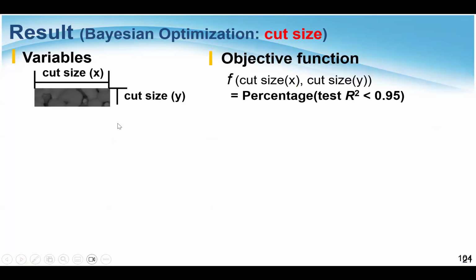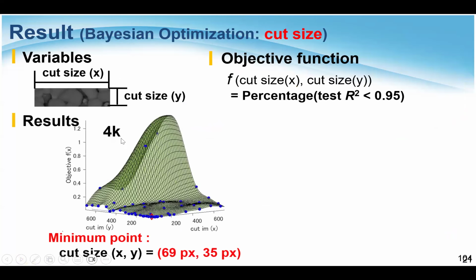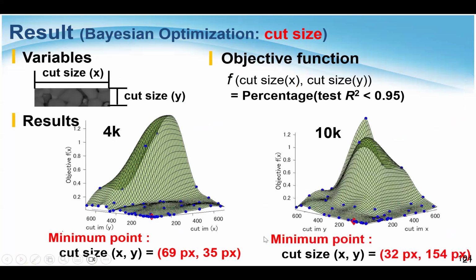And the cut size of the image is also optimized. This is using Bayesian optimization. By changing the cut size of the images, the prediction accuracy was optimized. In the case of 4K, this size is good, and in the 10K, this size was good.